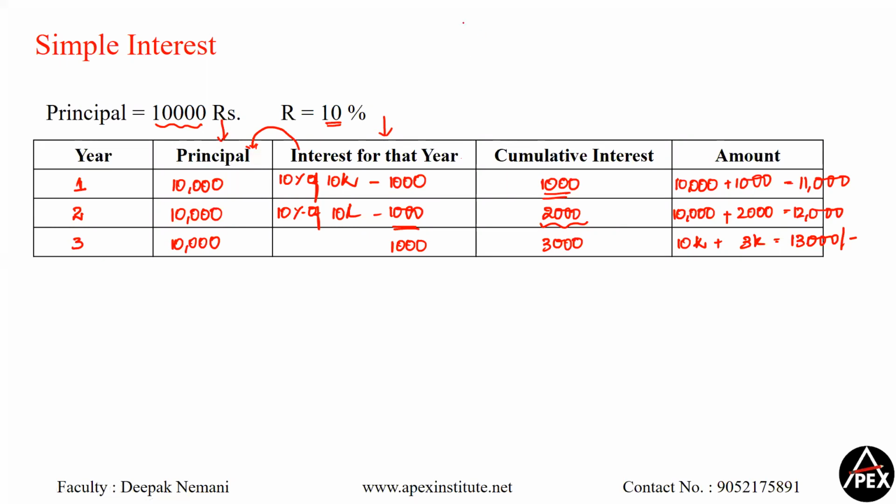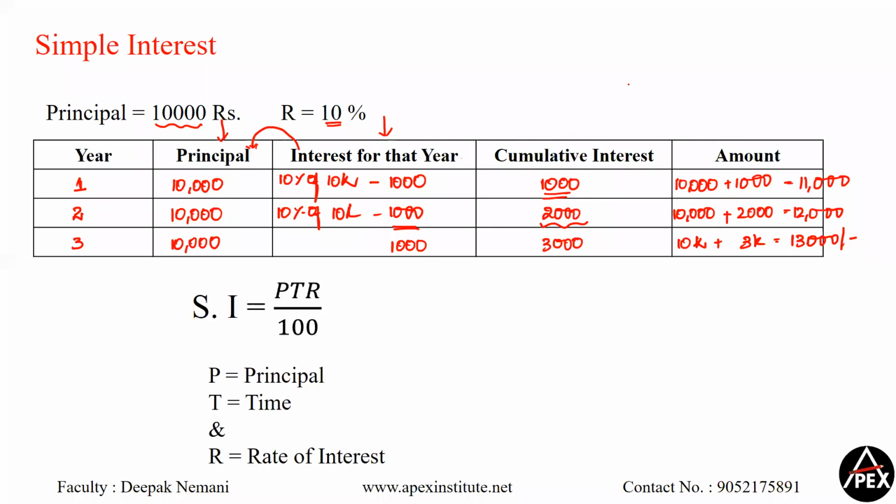If you are asked any question on simple interest, do we have to make this table, or do we have to solve this in a way, or do we have direct formulas to calculate simple interest? Perfect, we have direct formulas to calculate simple interest, and that is PTR by 100. Easy formula, isn't it? So SI is equal to PTR by 100.